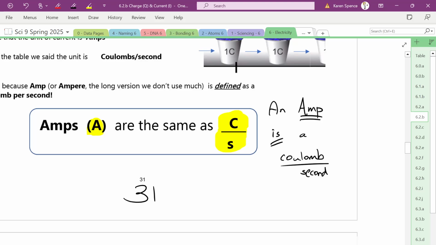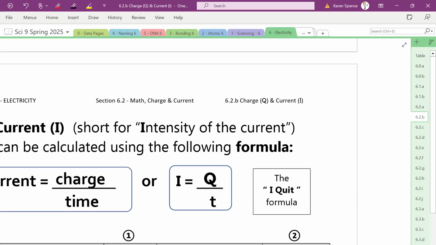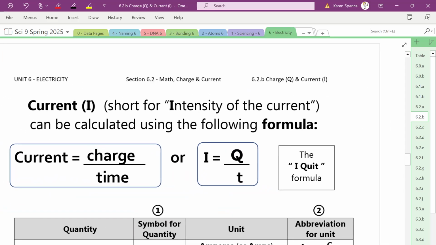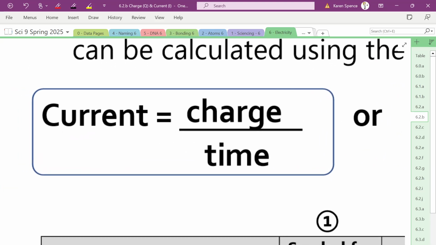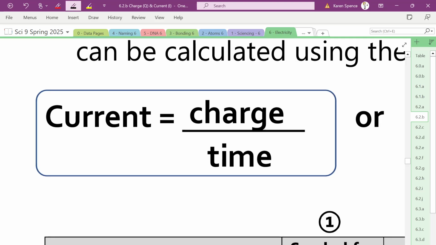Okay, they are literally exactly the same thing. So you can substitute one for the other. So if you find your answer is in coulombs per second, you can then change your answer to amps. And here is our current formula. Current is the amount of charge.